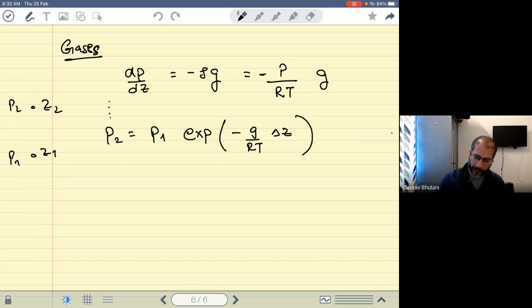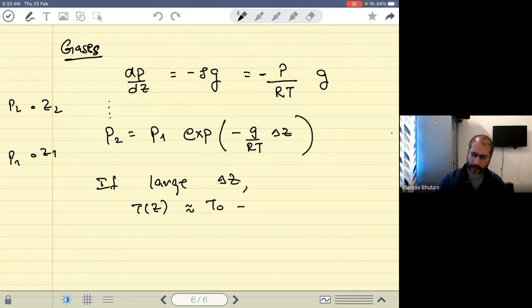So I will say if large delta Z, then you have to use the temperature variation as a function of Z. And linear variation is something that is the most common to use. So T naught is the temperature at Z equal to 0, that is sea level. And then as you go up, the temperature decreases. So that is true for the first layer of the atmosphere.